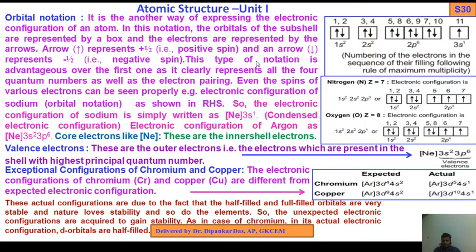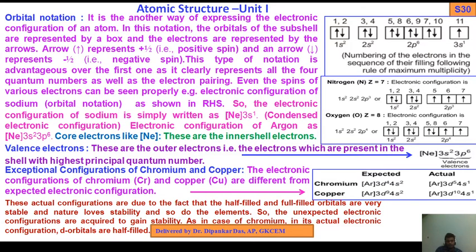The atomic number of sodium is 11, so 3s1, that is the 11th electron. So 1, 2, 3, 4, 5, 6 comes in the second orbital, 7 comes in the third orbital, all with upward spin. Again 8 downward spin, 9 downward spin, 10 also downward spin. Here the electrons are numbered in the sequence of their filling, following the rule of maximum multiplicity.